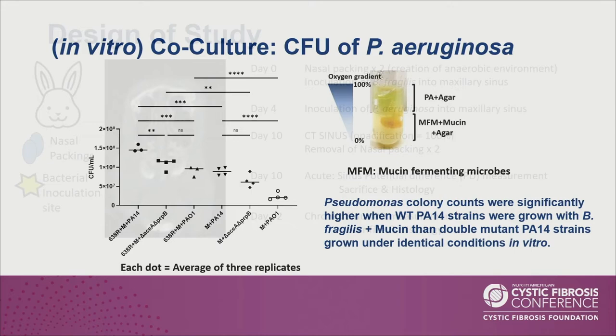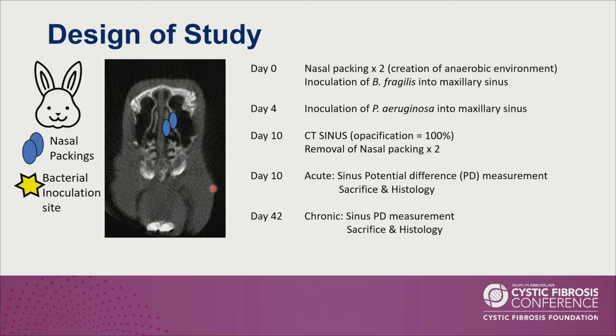So my plan is that on the first day I pack the rabbits very tightly in the middle meatus, and then I inject B. fragilis directly into the maxillary sinus without going through the nose. Because I did the anaerobic bacterial inoculation first, about day 4, I inoculated Pseudomonas afterwards. And at day 10, I do the CT scan to see how much sinusitis they develop, and I remove the packing. The reason is the rabbit will die if I don't remove the packing within 2 weeks, because they're so stressed out. For those rabbits, we divided them into two groups, acute and chronic, and see whether there's a difference in sinus potential difference measurement and also histology.